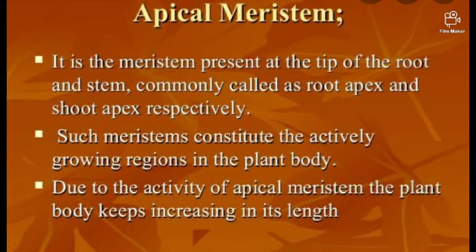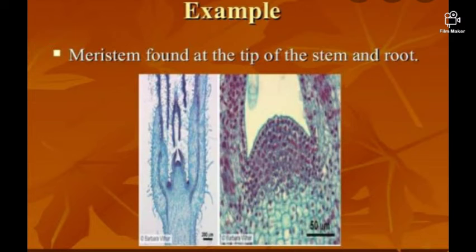It is the meristem present at the tip of the root and the stem, and these areas are commonly called the root apex or the shoot apex. Such meristem constitutes the actively growing region in the plant. Due to the activity of apical meristem, the plant body keeps increasing in its length. You must have observed the shoot system of the plants grow towards the sky, that is against gravity, and the root keeps on increasing downwards. So it is due to the meristem present at the tip of the root and the stem.